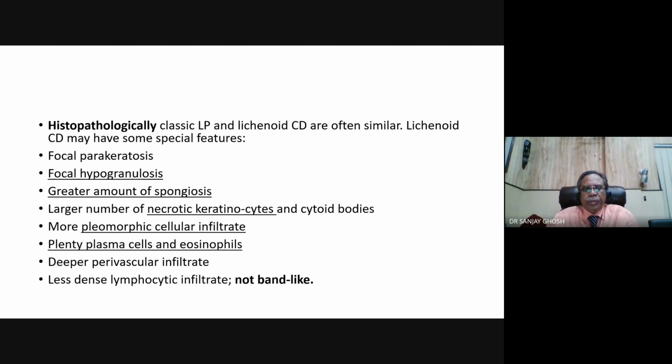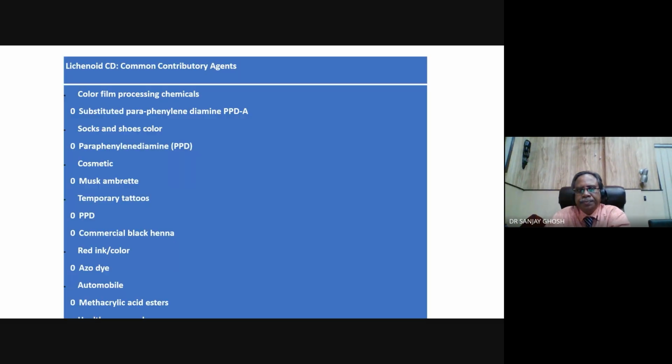Lichenoid contact dermatitis may show focal hypogranulosis, greater amount of spongiosis, large number of necrotic keratinocytes, pleomorphic cellular infiltrate, plenty of plasma cells and eosinophils, deeper perivascular infiltrate, and less dense lymphocytic infiltrate. These are the histopathological differences between classic LP and lichenoid contact dermatitis.